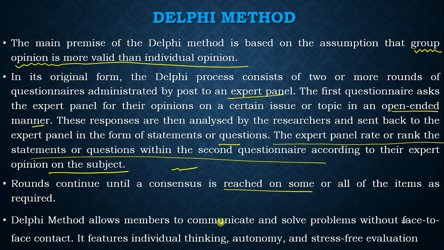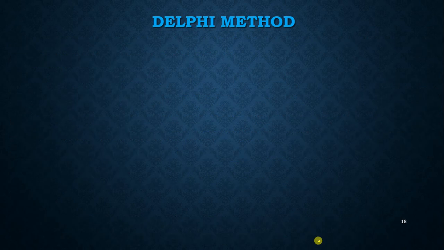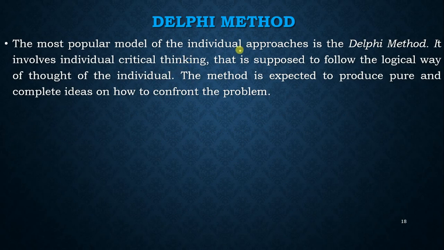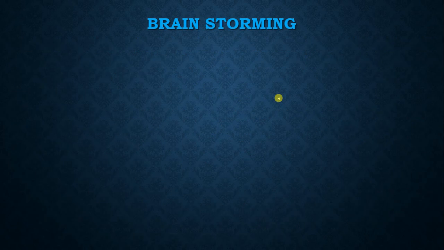The DELPHI method allows members to communicate and solve problems without face-to-face contact. It features individual thinking, autonomy, and stress-free evaluation. Okay. The most popular method of individual approach is the DELPHI method. It can involve individual critical thinking. So in the DELPHI method, what are we involving? Individual critical thinking, that is supposed to follow the logical way of thoughts of individuals. The method is expected to produce pure, complete ideas on how to confront the problem. Okay. So this is all about the DELPHI method.